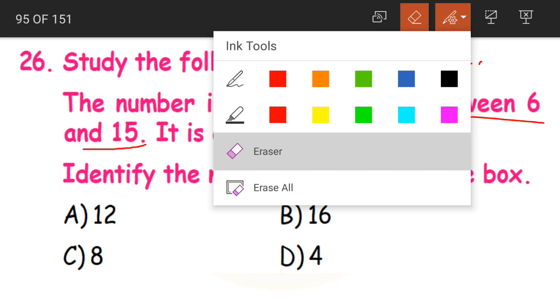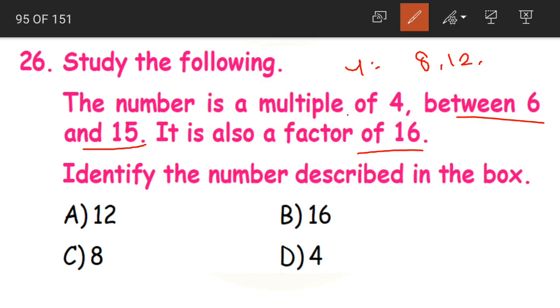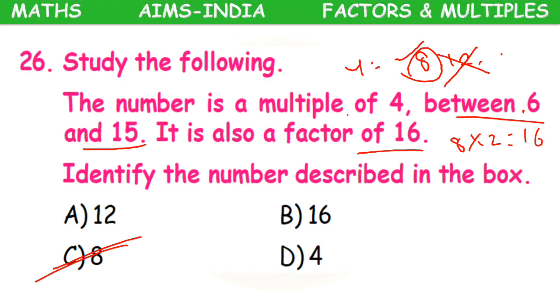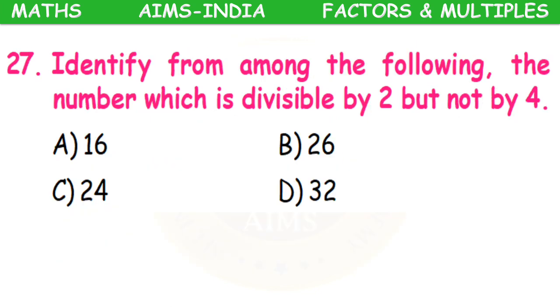Now what are they saying? That number is also a factor of 16. Now coming to the first one, is 8 a factor of 16? Yes, 8 twos are 16. Now is 12 a factor of 16? No. So what is the number, children? 8. The number 8, that is option C, becomes our correct answer. It is a multiple of 4. It lies between 6 and 15 and is also a factor of 16.